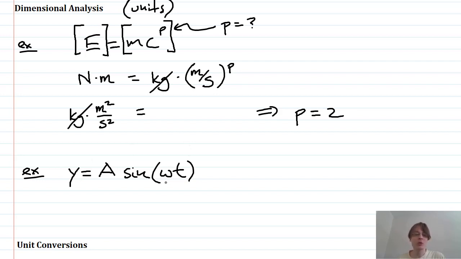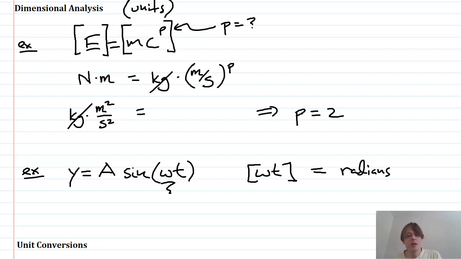This looks like a W. It's actually a Greek letter, omega. I want to know what its units are. Well, let's do dimensional analysis on it. I know that the units of omega times t must be equal to radians, sine of something in radians.